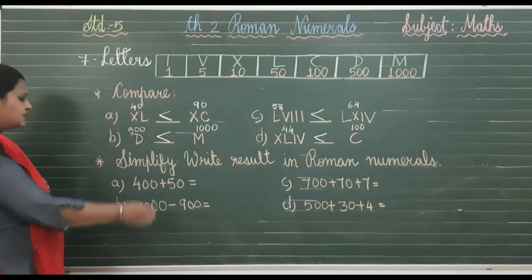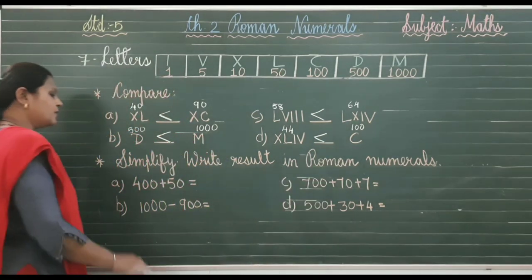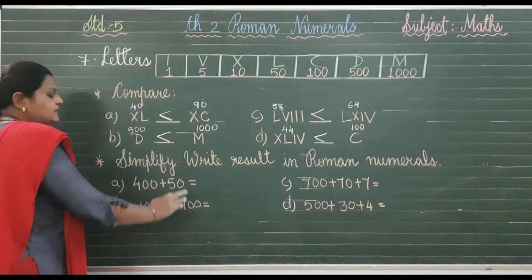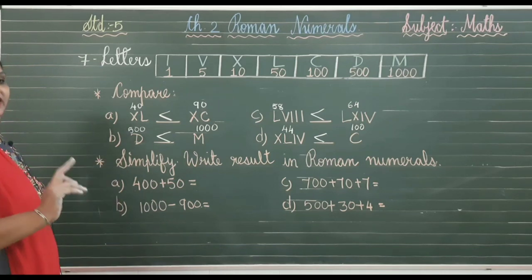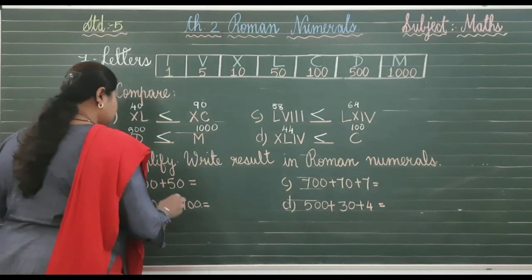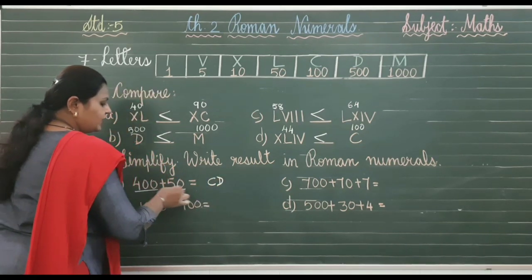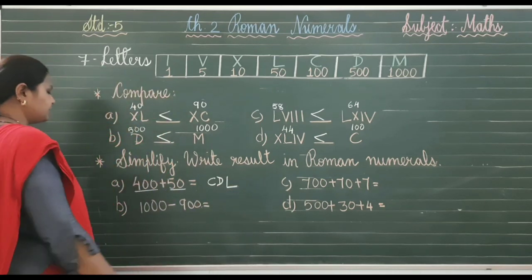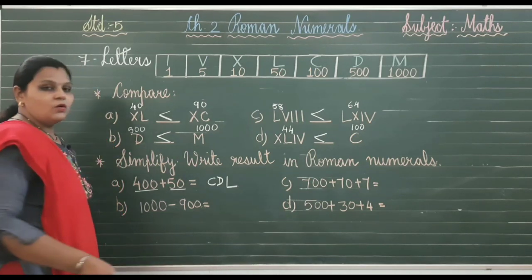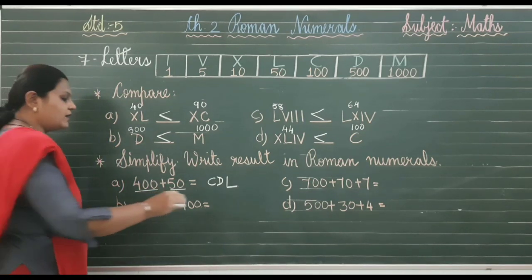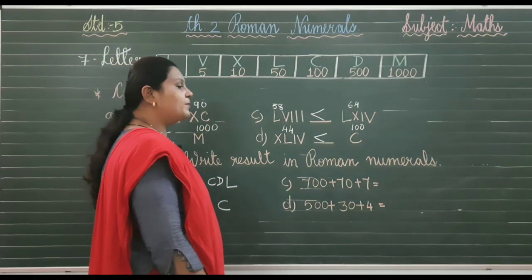Okay. Now next is simplify. Write result in Roman numerals. First 400 plus 50. 400 plus 50 क्या होगा? 450. That we have to write in Roman numbers. So for 400 we will write CD. For 50 we will write L. Then 1000 minus 900. So 1000 minus 900 is 100. That is C.